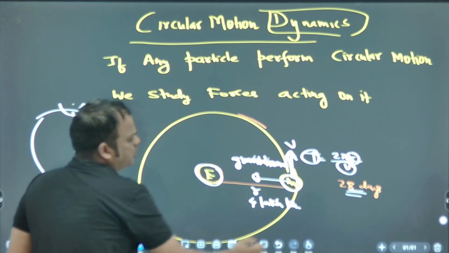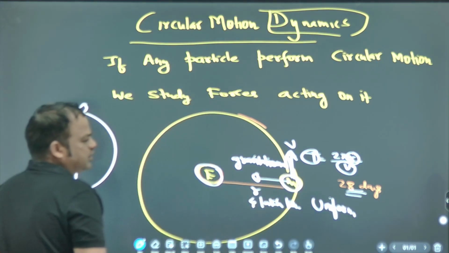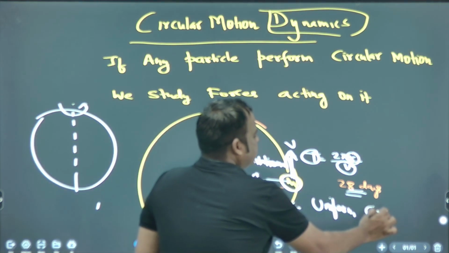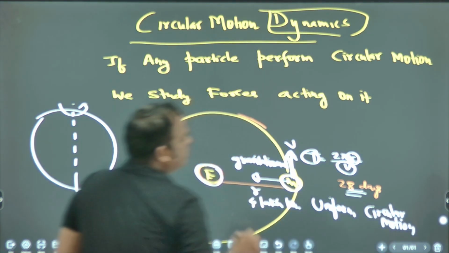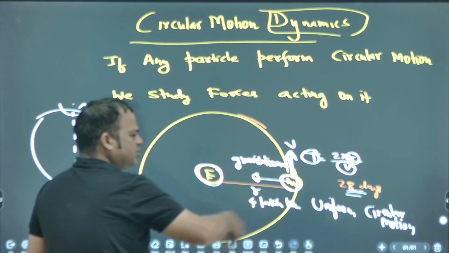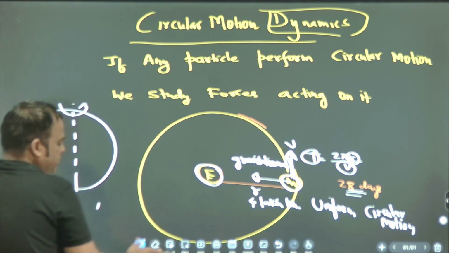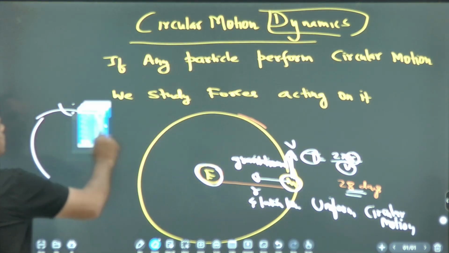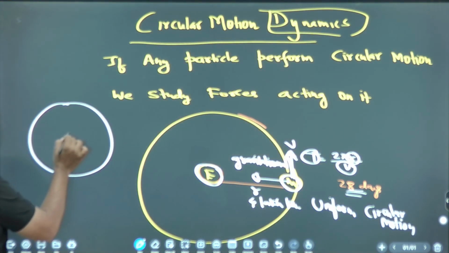And what type of circular motion is it doing? Uniform circular motion, okay? So the Moon is doing uniform circular motion. Why is it doing circular motion? Because of gravitational force. Similarly, the electron also. The electron is revolving around the nucleus. What is the charge on the nucleus?